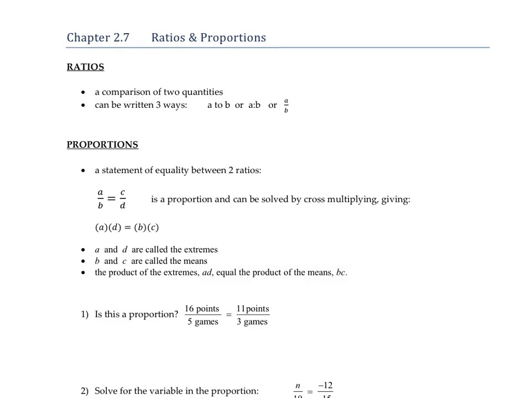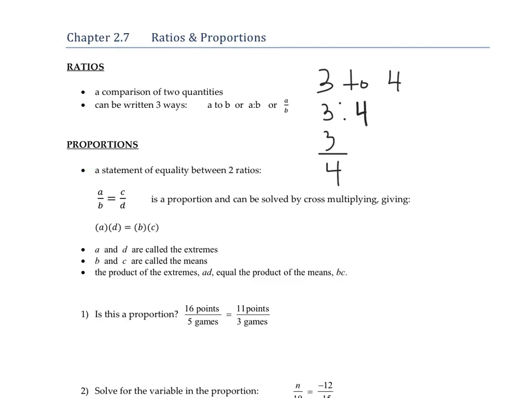Here we are reviewing ratios and proportions. The word ratio just means the comparison of two quantities, and they can be written three ways: with the word to, with a colon, or as a fraction. Ratios can be written three ways right here: 3 to 4, 3:4, or as a fraction, 3/4.